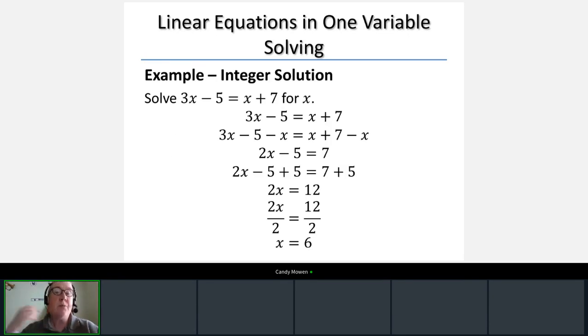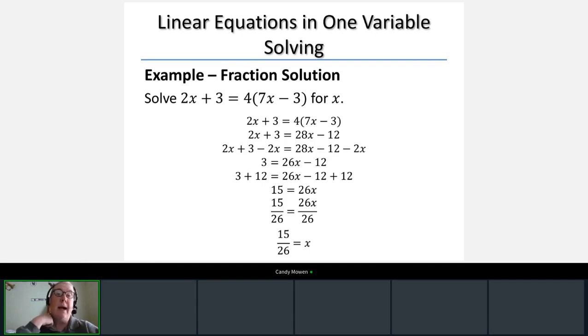Here we look at this particular example, 3x minus 5 equals 7x plus 7, and we're solving and isolating for the unknown x. So what we're going to do here is subtract x from the right and left. That gives us 2x minus 5 equals 7. Now we have a subtraction, so the opposite of subtraction is addition. So we're going to add 5 to the left and 5 to the right, which gives us 2x equals 12. Divide both sides by 2 to isolate x, and x equals 6.